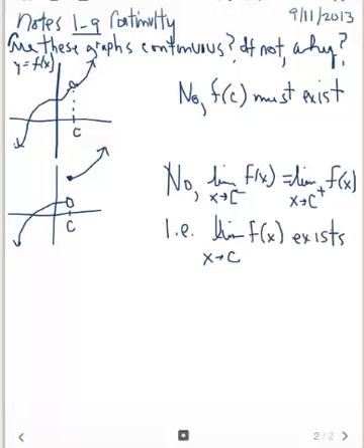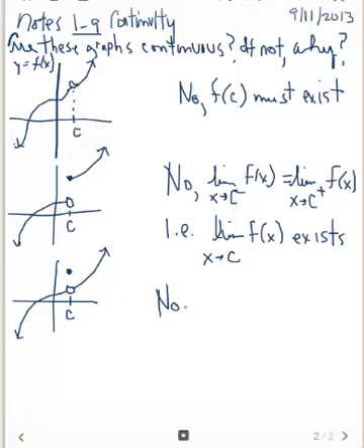All right, let's look at the third graph. Very similar to the first graph, except for now, I do have a functional value at C. In example 1 up here, the function was not defined at C, so f of C does not exist. Here, f of C does exist, and it's whatever this y value is here. But still the question remains, is this graph continuous?